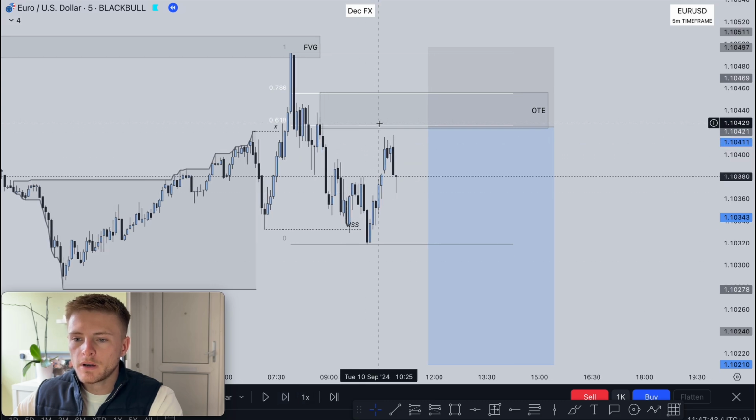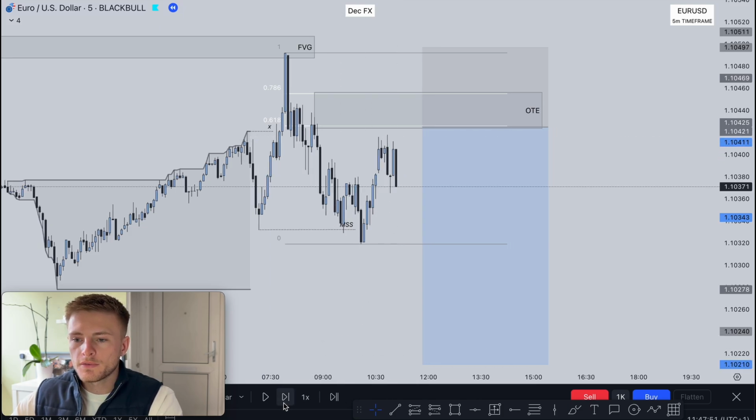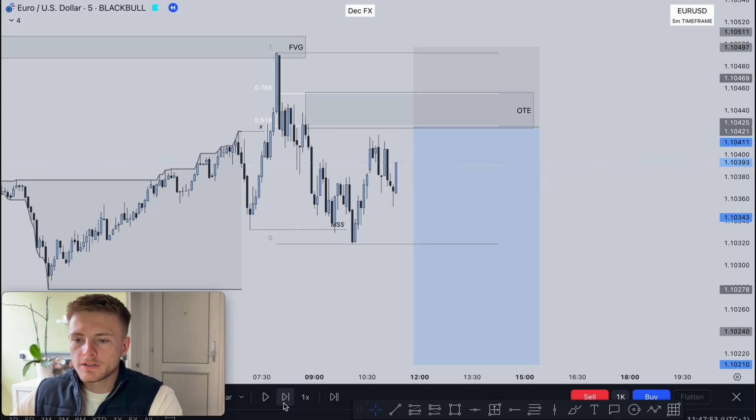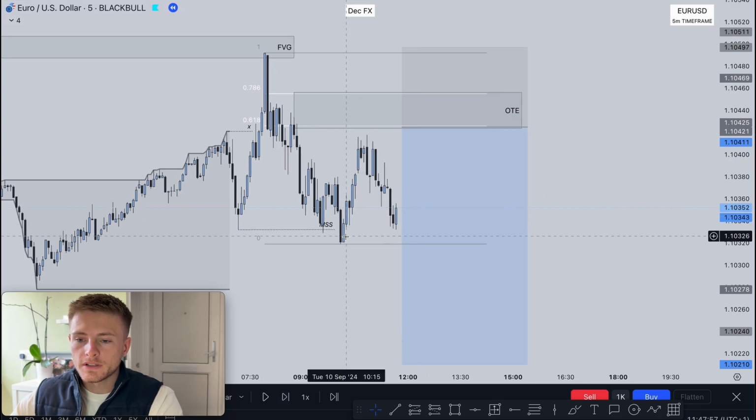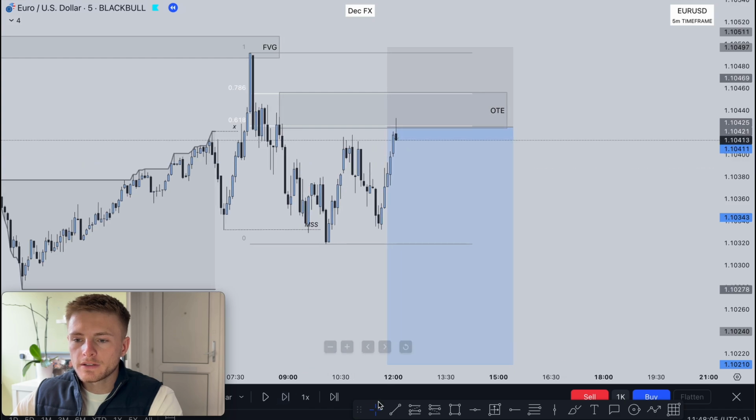We get price come up almost all the way to the zone, and it starts to almost create a bit of buy side liquidity. Seen this many times before, and then price heads to the downside again. But as we can see, it doesn't break below this previous bit of structure here. And then we start to move to the upside again.